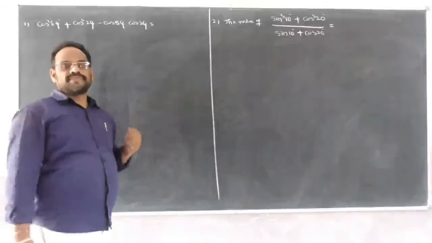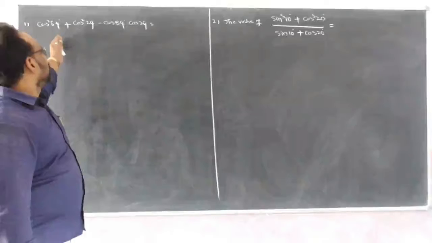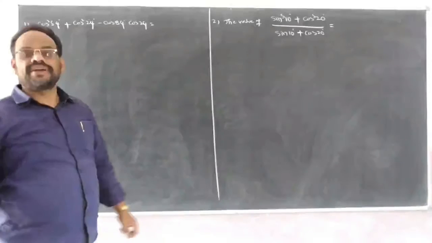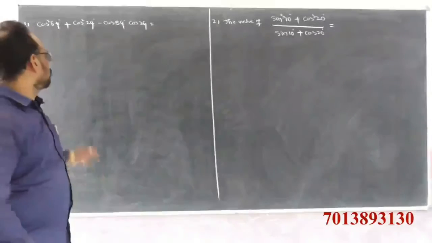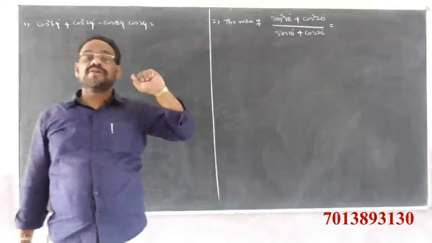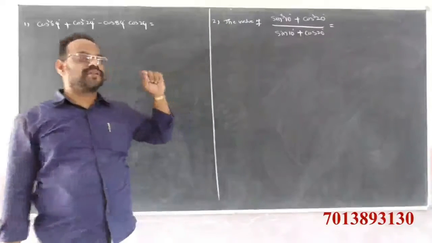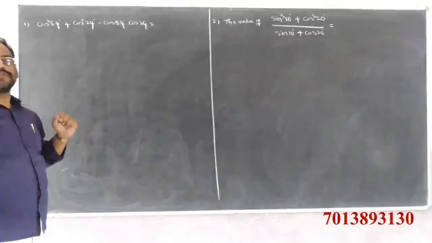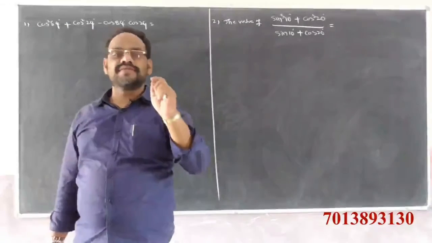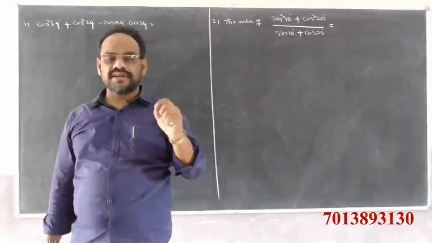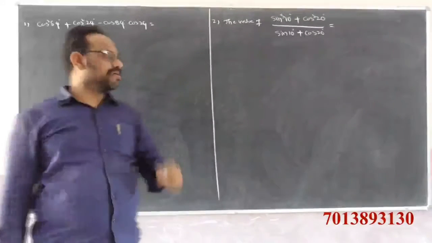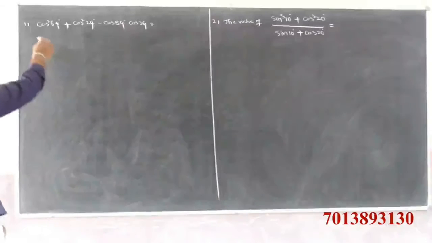Next problem. Observe here: cos square 84 degrees plus cos square 24 degrees minus cos 84 into cos 24, value how much? We don't have any formula for cos square A plus cos square B. We have a formula for cos square A minus sin square B, which is nothing but cos sum into cos difference, that is cos(A plus B) into cos(A minus B). So this can be written as follows.